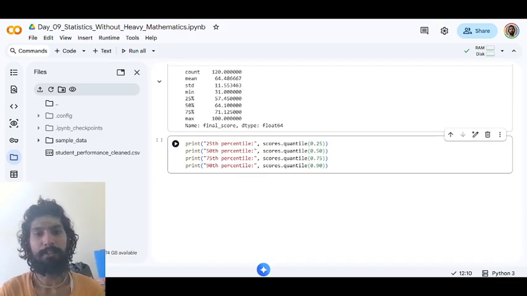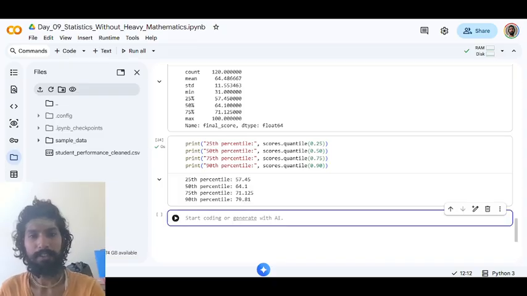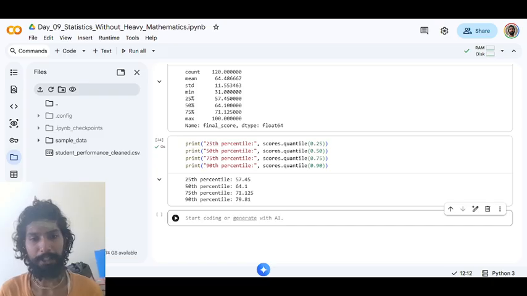Before running this cell, predict which values should be the largest. The 90th percentile should be larger than the 75th, 50th, and 25th percentiles. Now run the cell. Suppose the 75th percentile is 71. A simple interpretation is about 75% of students scored 71 or lower, while about 25% scored above 71.